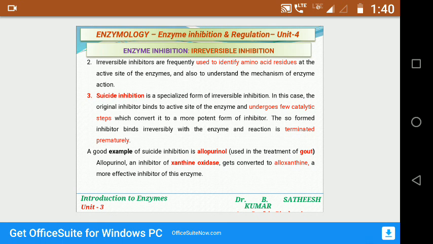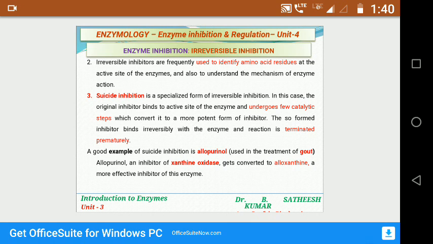Once we have bound the inhibitor to the active residue in the active site, we can hydrolyze the entire enzyme molecule into constituent amino acids. Then we will get an amino acid which is linked to the irreversible inhibitor. That amino acid is the key amino acid residue in that enzyme's active site. That way we can find out the key amino acid residues present in the active site.